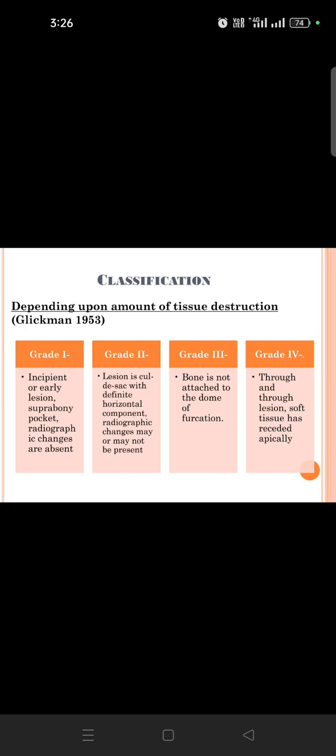Coming towards grade 2, the lesion is a cul-de-sac with a definite horizontal component. Here the radiographic changes may or may not be present. Coming towards grade 3, bone is not attached to the dome of the furcation. In early grade 3 involvement, the opening may be filled with soft tissues and may not be visible. Now coming towards grade 4, there is through-and-through involvement of the lesion, and the soft tissue has receded apically.